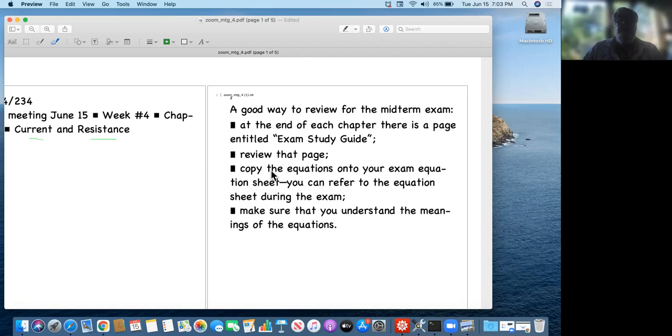Now, of course, you have to understand the equations. Just having the equation written down isn't enough. You have to understand what it means. That's why you should review each item in the study guide. Make sure you understand the meanings of the equations.